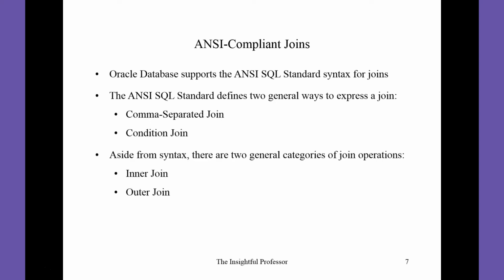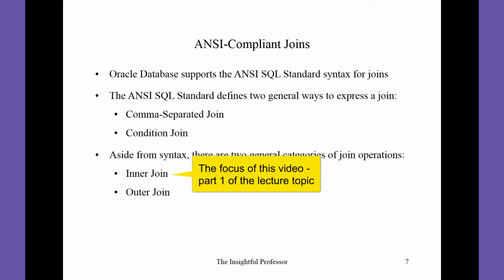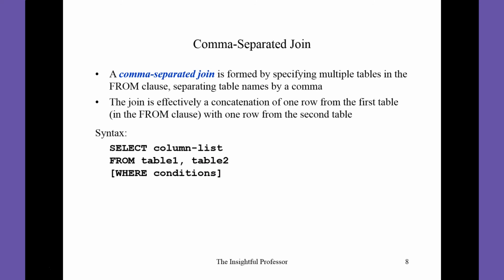Aside from syntax, there can be considered two general categories of join operations, the inner join and the outer join. Most often, when someone refers to the join operation, they're very likely thinking inner join. So our first video here will focus on the inner join and the various forms that this type of join might take. We'll leave the discussion of the outer join to a separate video.